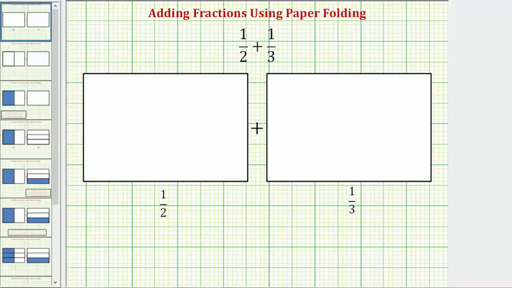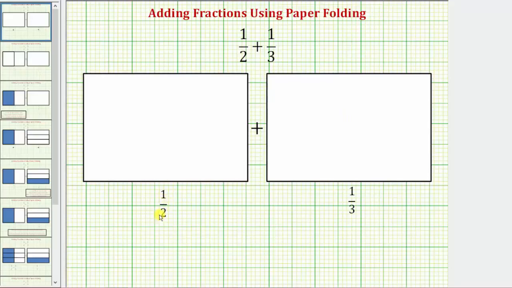We'll go over an example on how to use paper folding to model the addition of fractions with different denominators. Let's consider the sum of 1/2 and 1/3. Let's first define one sheet of paper as one whole, and now we'll model 1/2 using this sheet of paper and 1/3 using this sheet of paper.